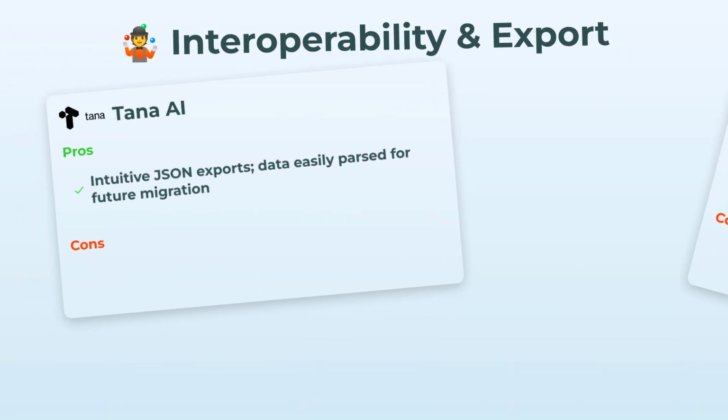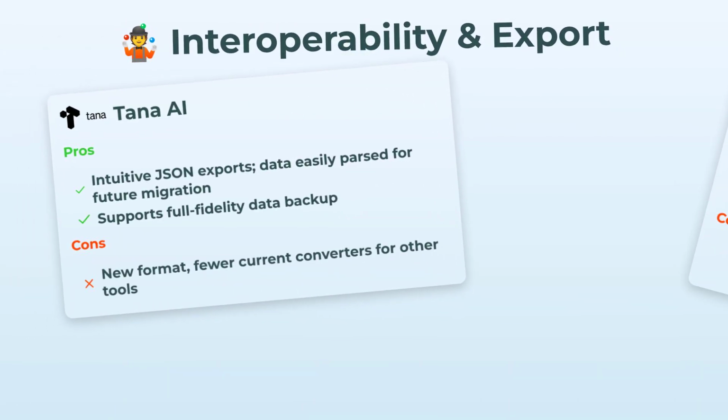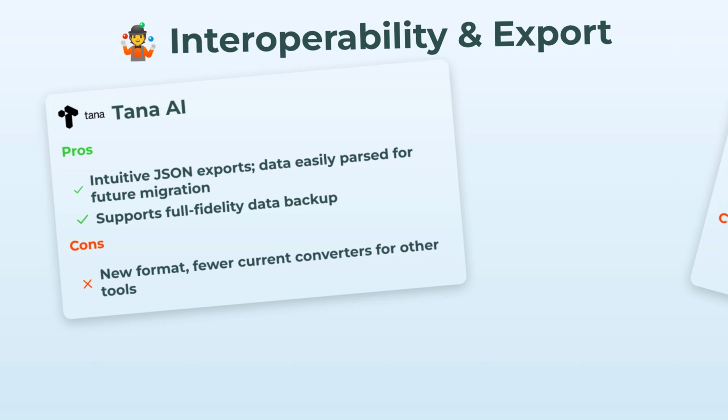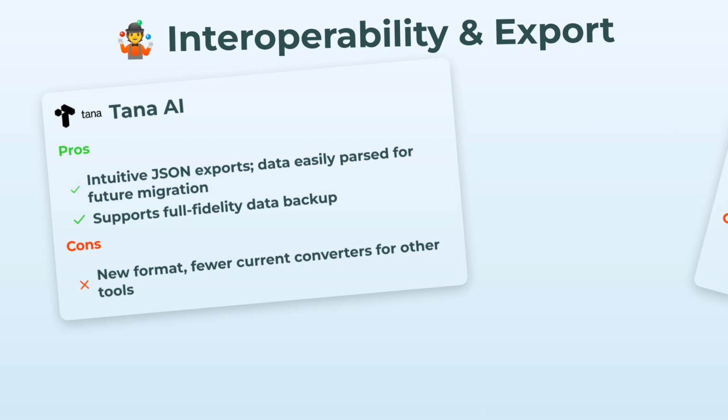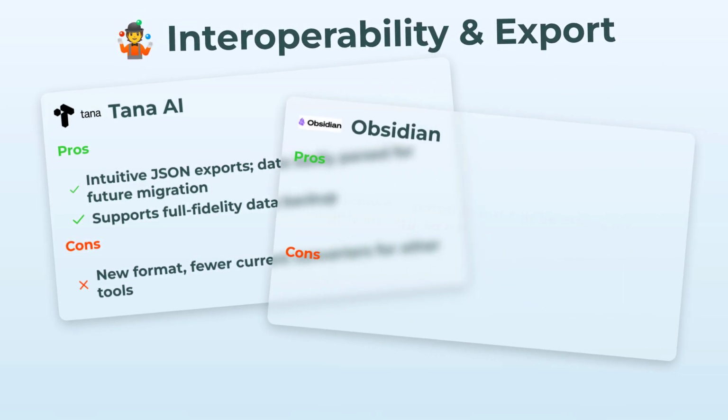Last up, interoperability and export. If you ever want to move your stuff, Tana makes it easy with JSON exports, future migrations look pretty painless, and backups keep everything as full fidelity as possible. Downside, it's a new format, so less support if you want to switch to other tools right now.